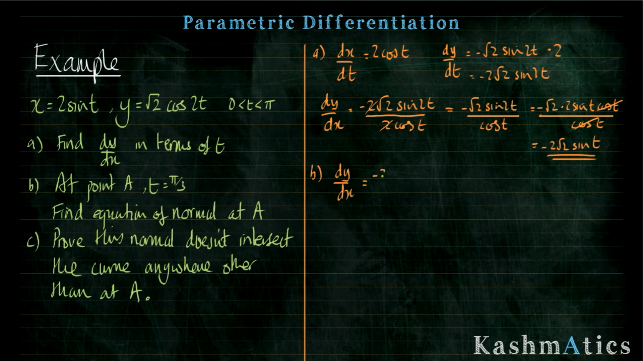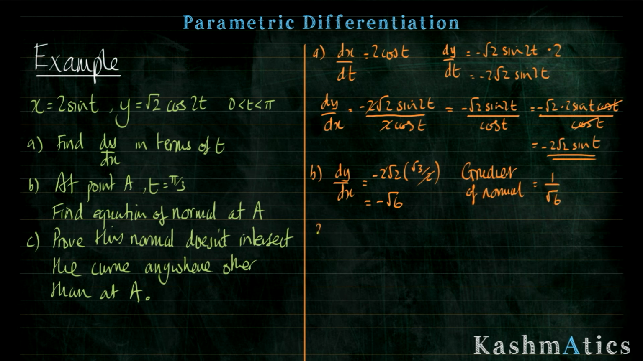That'll give you minus 2 root 2 sine t. So sine of pi over 3 is root 3 over 2. And what happens there is this 2 will cancel this 2 out, leaving me with minus root 2 times root 3, which is minus root 6. But remember, that's the gradient of the tangent. So the gradient of the normal will be 1 over root 6. So we've got the gradient, and now we need the points when t equals pi over 3.